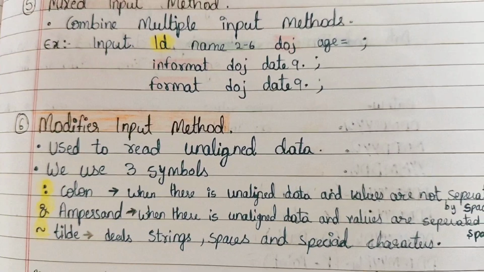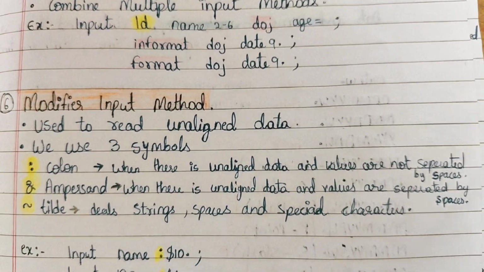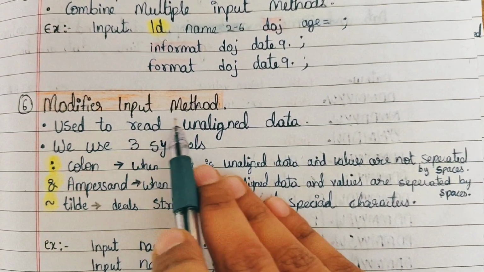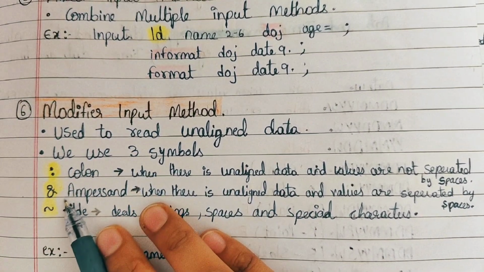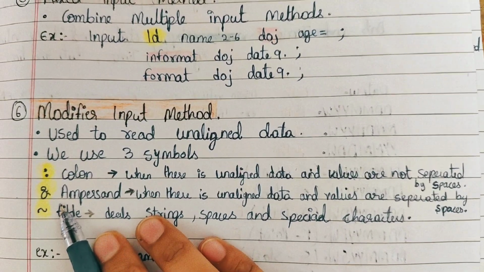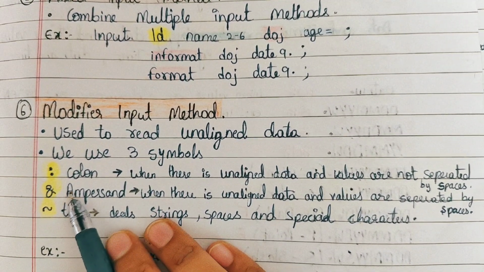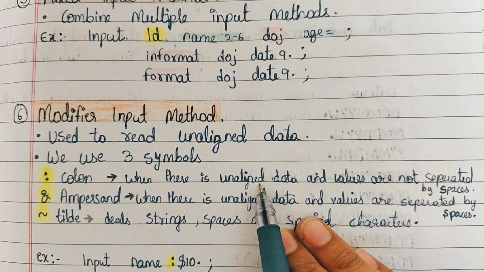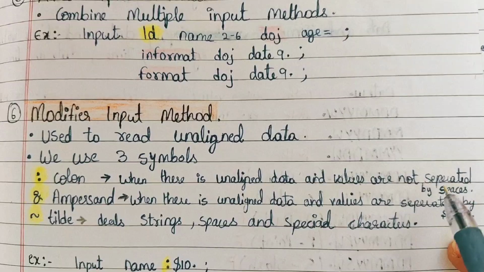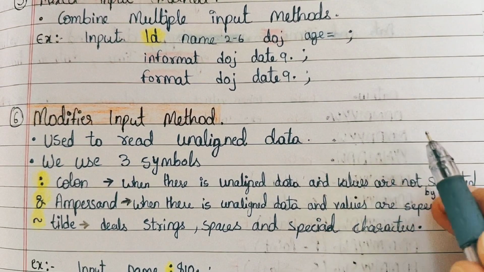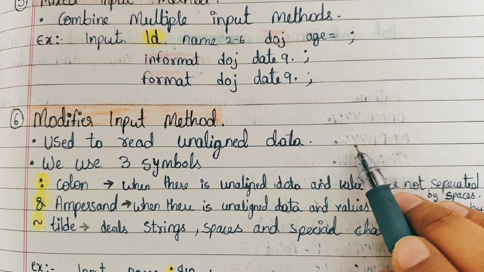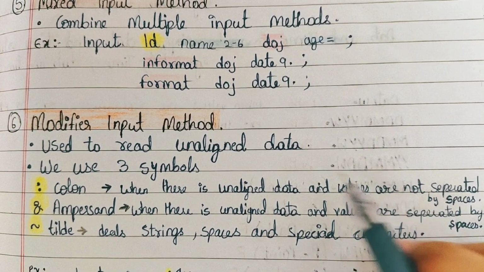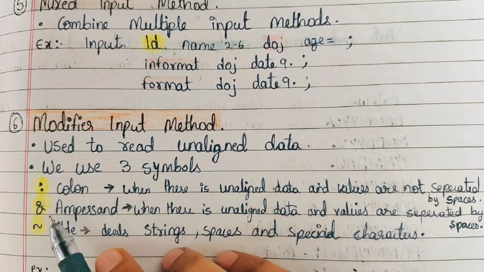Next we will talk about the modifier input method. Here in the modifier input method, it is used to read unaligned data. So colon, ampersand, tilde. We have three symbols. When our data is unaligned, we will use this. Colon is used when there is unaligned data and values are not separated by spaces. Suppose Raj Kumar without spaces, not Raj space Kumar. Those values are not separated by spaces. At that time we will use this colon.